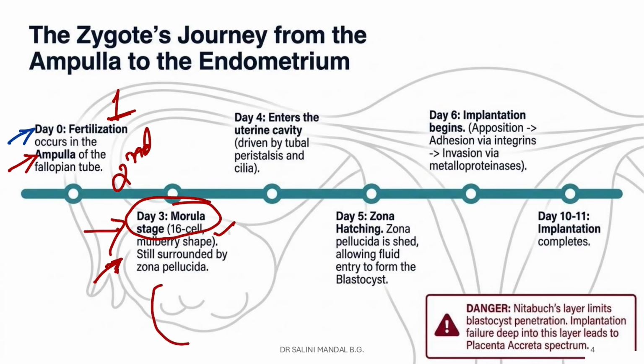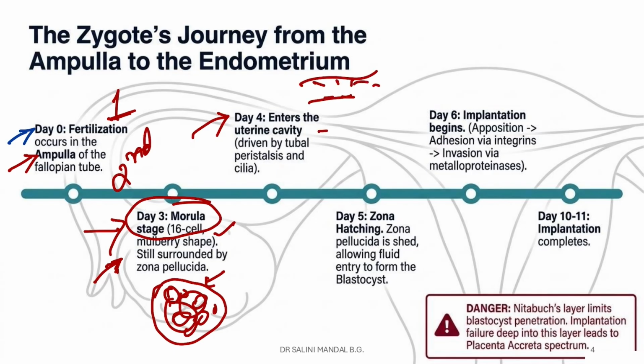But remember, it is still surrounded by the zona pellucida layer. Okay, it is going to be surrounded by the zona pellucida layer. This is the layer. After that, on day 3, the morula enters into the uterine cavity. Why? Because the tubes are there and the cilia in the tubes are there. So tubal peristalsis will occur, and thus the ovum will enter into the uterine cavity. Once it enters into the uterine cavity, the zona pellucida will shed.